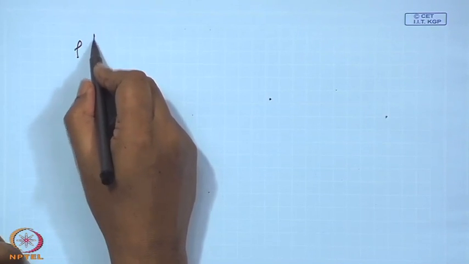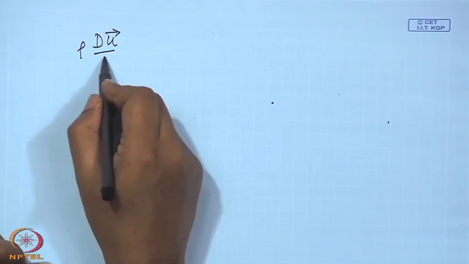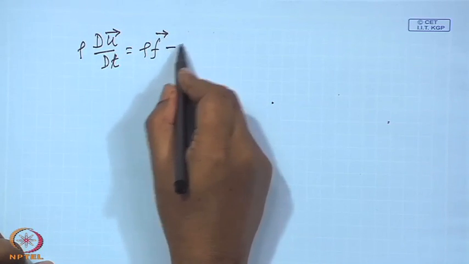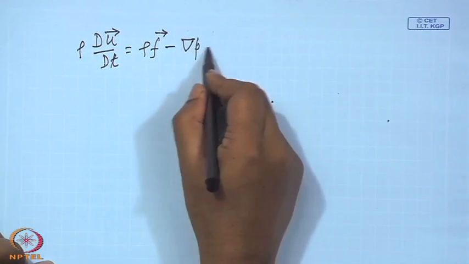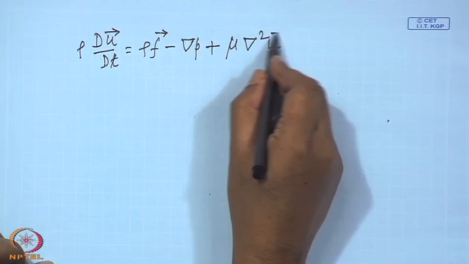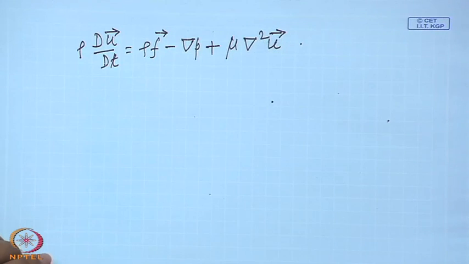Look at this Navier-Stokes equation, let us say for the incompressible case, because that is a little simpler to handle than the other one. Let us write it once again, in vector form only: rho Du/Dt equals rho f minus grad p plus mu del squared u. Each term here represents a force per unit volume.